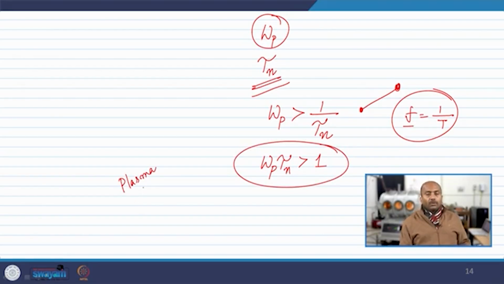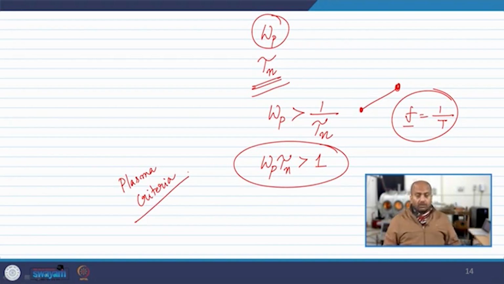In order to call an ionized gas a plasma, it should fulfill this criterion, right. So, this is about plasma oscillations and the characteristic frequency, which is called the plasma frequency, the derivation, and one conclusion of that is that it gives you the first plasma criterion. So, invariably this should be followed whenever you are trying to distinguish between an ionized gas and a plasma. Okay. So, in the next class, we will try to understand what is called Debye shielding and how Debye shielding can also suggest a plasma criterion.